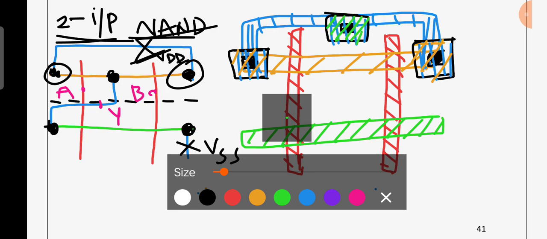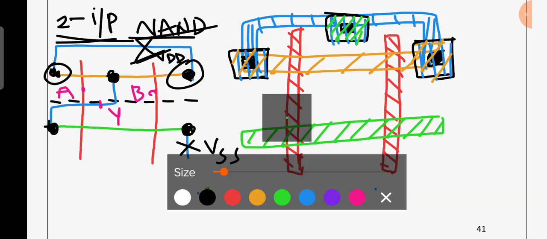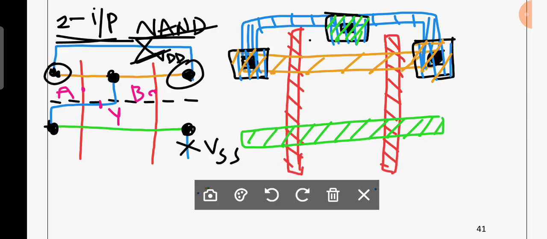Then I have to call this one as what? I will use black color for a clear indication. This is my VDD. I hope that is clear.